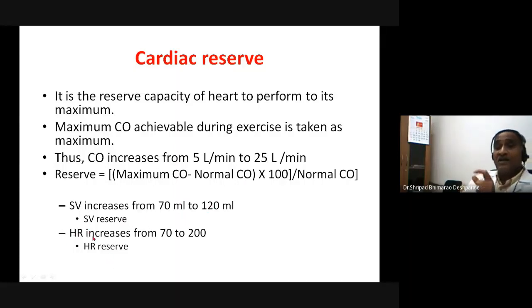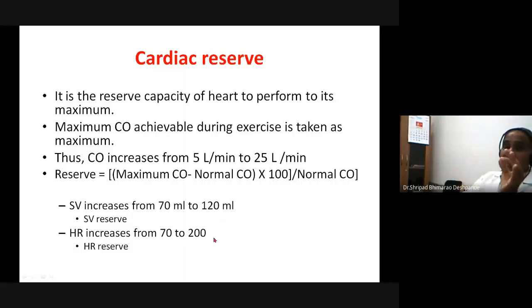Now the heart rate reserve. If you are looking at the heart rate reserve, the average heart rate is normally 70 beats per minute, and it can reach up to 200. But usually the heart rate is a highly variable thing, so it depends upon the age. The normal maximum heart rate achievable by an individual is equal to 220 minus the age.